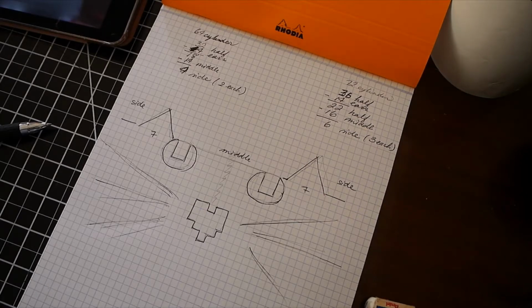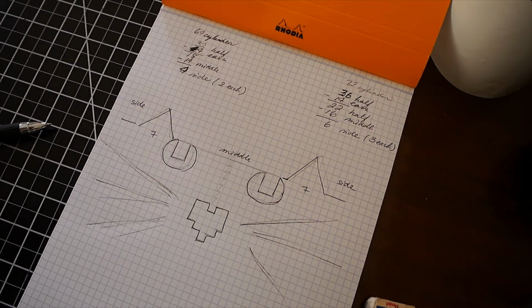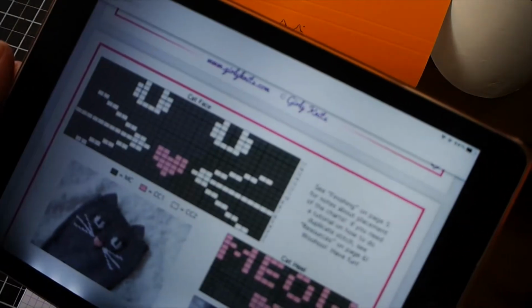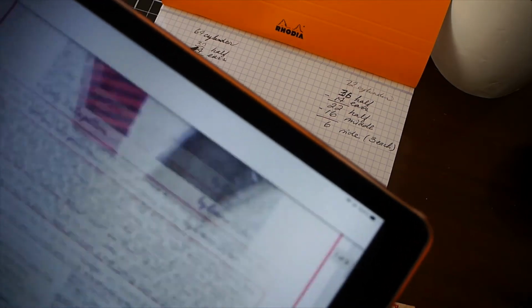Hi everyone. I know some of you are asking for directions or instructions on how to do the cat ears in the Check Meowt pattern. So I'm going to talk a little bit. So here's the Check Meowt pattern.